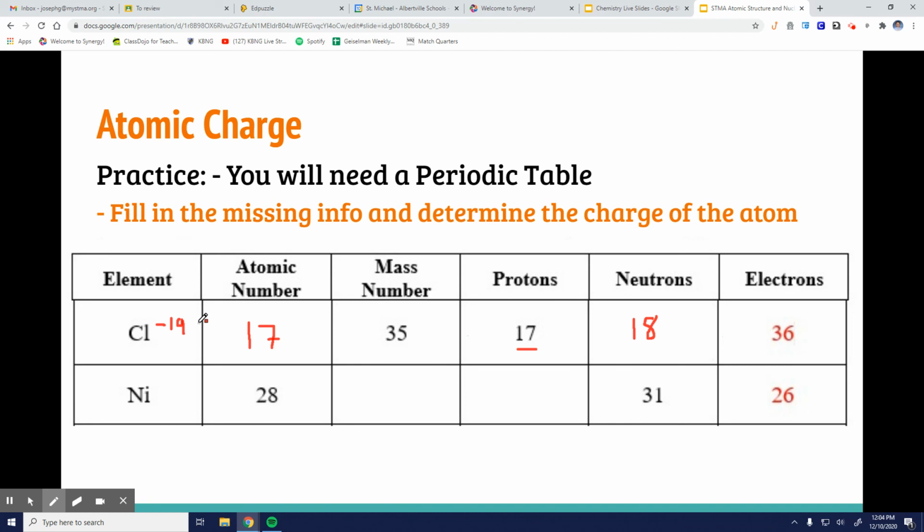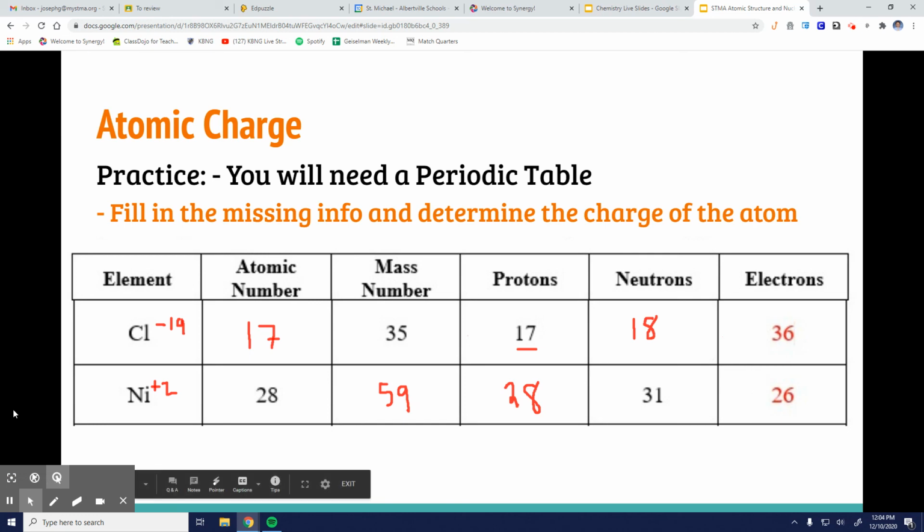Down below, we have nickel. Nickel has an atomic number of 28, which tells us it will have 28 protons. And if you take 31 plus 28, you get a mass number, because that's our neutrons plus protons, of 59. Now, because we have 28 positives and it tells us we have 26 negatives, what we'll do is take 28 minus 26 to get our answer. And we'll find that nickel here has a positive 2 charge. So that's how we do these types of problems.